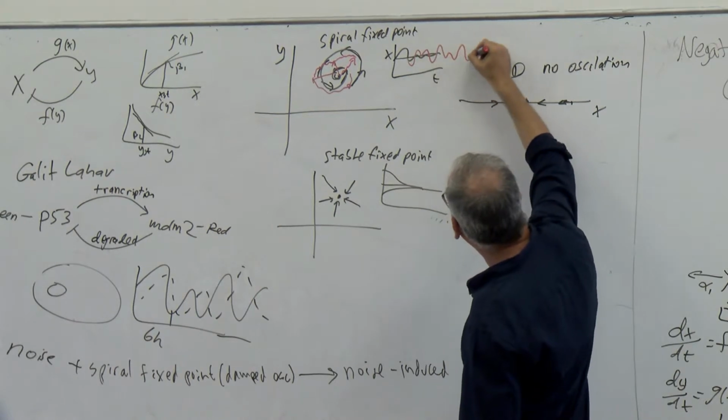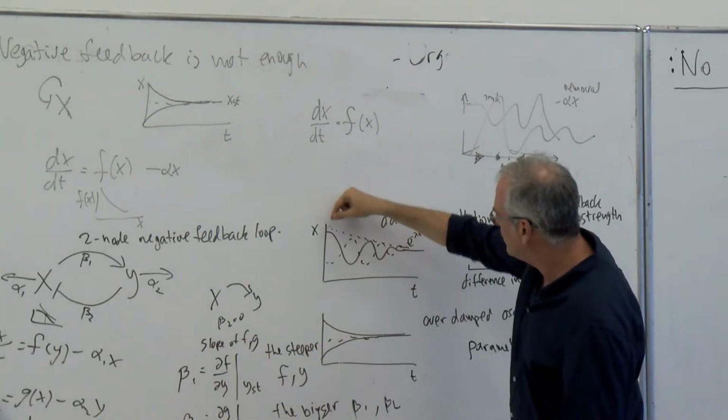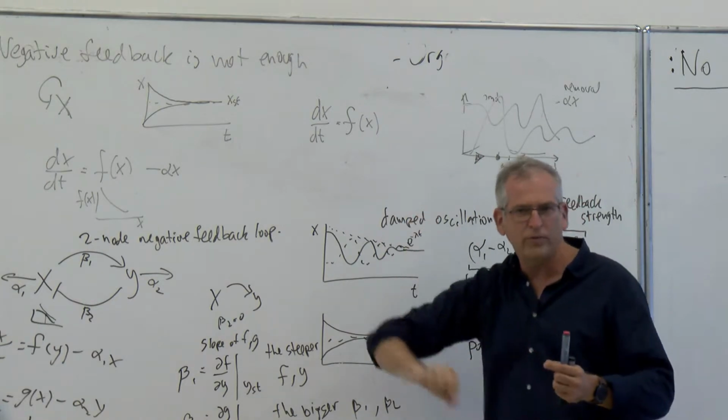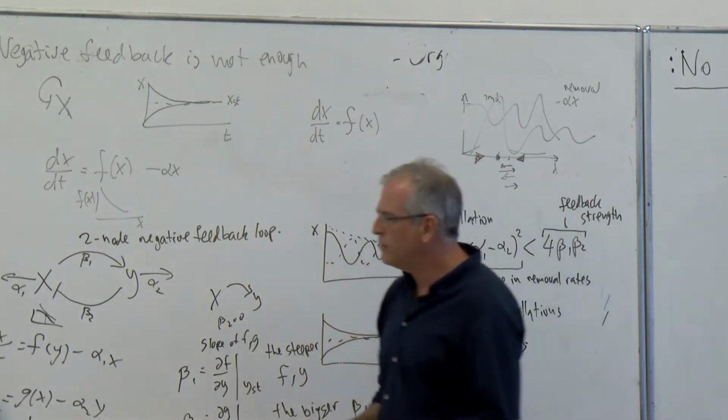So in other words, if you take this damped oscillator and push it away from steady state, it'll do that. But noise always pushes it away from steady state. So it's always trying to damp back down, but then noise pushes it some more.